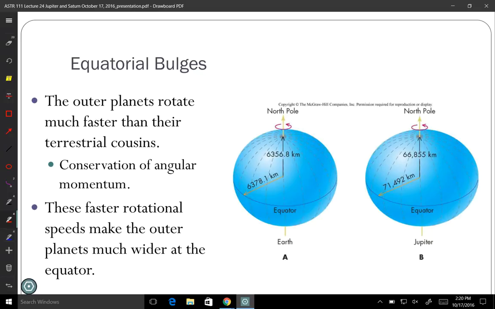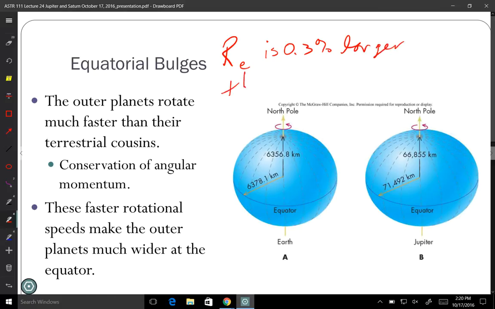But if you look there, the Earth is only, I think it was 0.3%. The radius of the equator is 0.3% larger than the radius at the pole for Earth. Pretty close to spherical, but it is oblate. Oblate means that you have stretched it out along the axis perpendicular to the rotation.